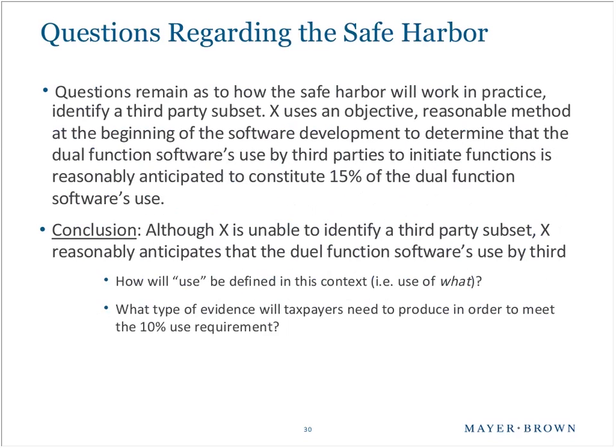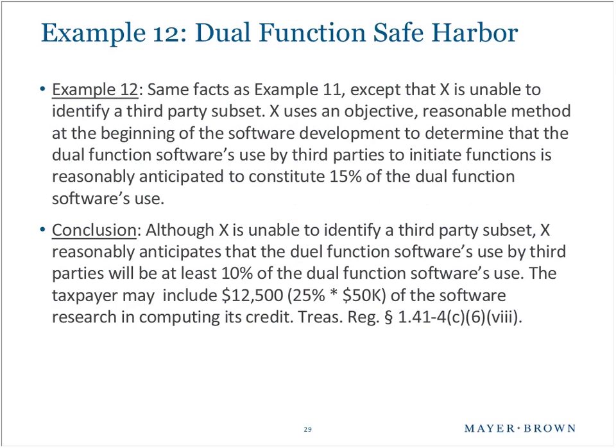Right. So let's go over an example of how the safe harbor would work, with a pretty basic example here. So here we have the same facts as we had in the prior example, where a taxpayer is developing dual function software, except in this situation, the taxpayer is unable to identify a third-party subset. However, they are able to reasonably assume that at least 15% of the dual function software used is being used to interact with third parties. So here, although the taxpayer is unable to identify the subset, they do qualify for the safe harbor because they are anticipating that 15% of the dual function software used is going to be used by third parties. So to play this out, the taxpayer may include $12,500 of their entire $50,000 cost for developing this software in computing its research credit, because they're taking the 25% safe harbor for that portion that they're unable to identify.